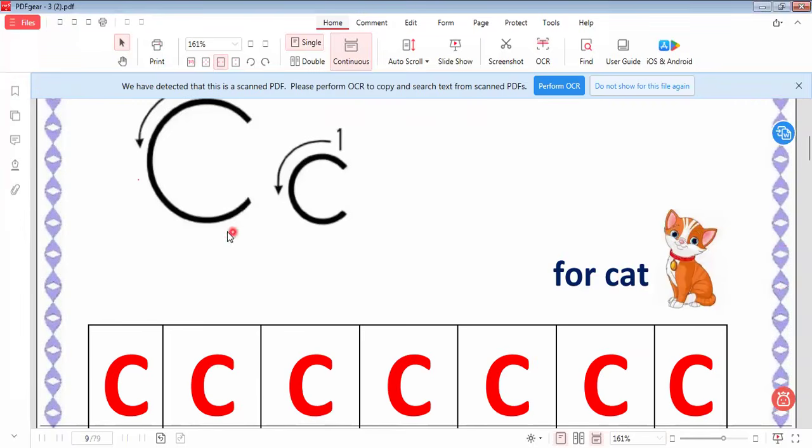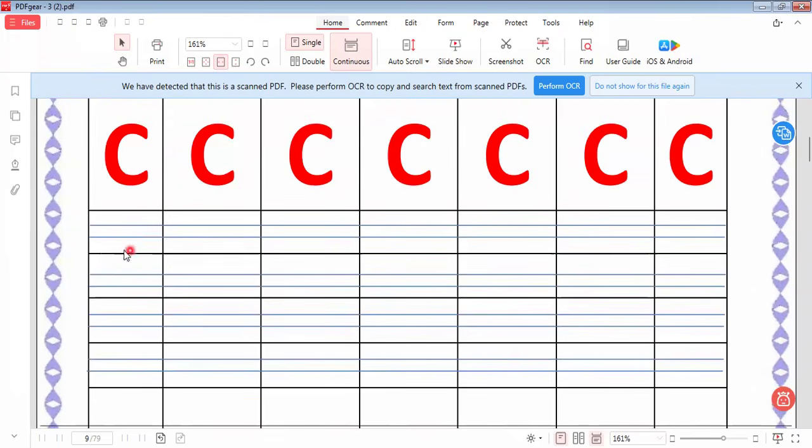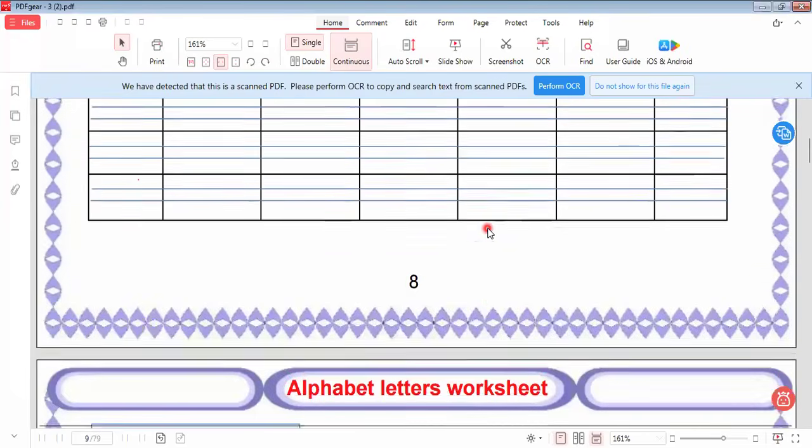Here we have capital C and small c. How can I write capital C? I write capital C as it is. This is called capital C and small c, written like this. C for what? C for cat. Let's do the practice on this letter.